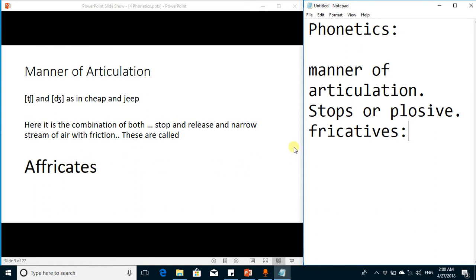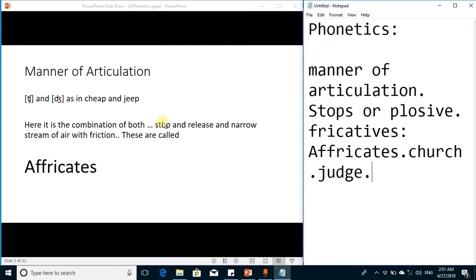Next are affricates. In affricates we use both mechanisms, I mean the mechanism of stops and the mechanism of fricatives. Here we stop and release the airstream, as well as apply some friction to it. So these are called affricates, and the examples are the ch sound, like the first and last sound in church, or the j sound, like the first and last sound in the word judge, or the first sound in the word jug.